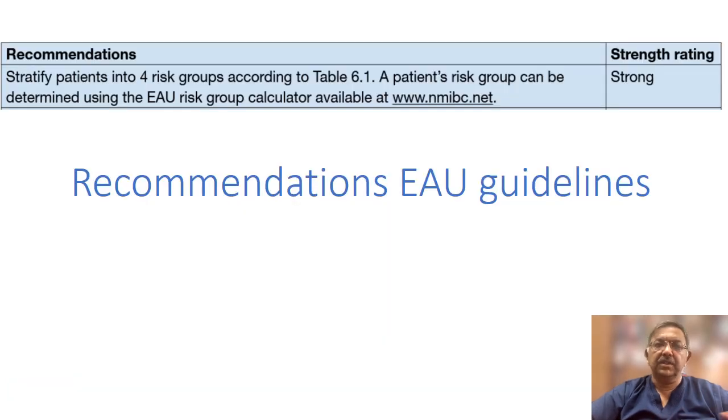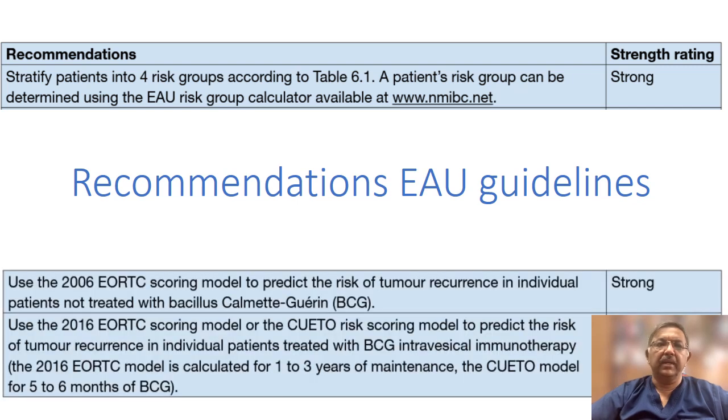If you look at the guidelines, very clearly we should stratify patients into low, intermediate, high, and very high risk categories. You can determine that by using nmibc.net. This is something that you can download through this website, and it is strongly recommended by the guidelines. Now, the 2006 EORTC scoring model to predict the risk of tumor recurrence in an individual patient treated with BCG is also strongly recommended.